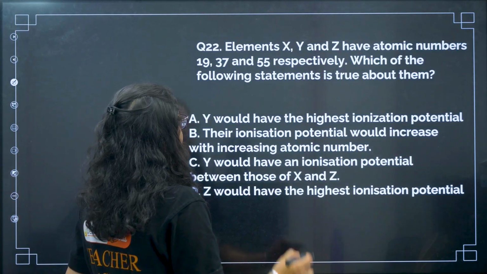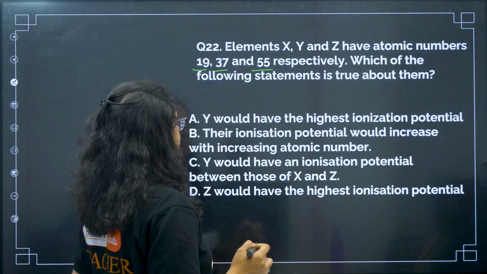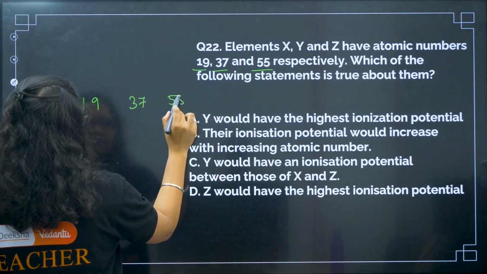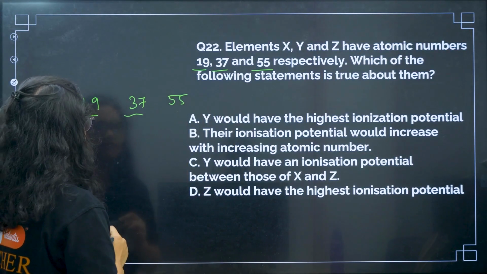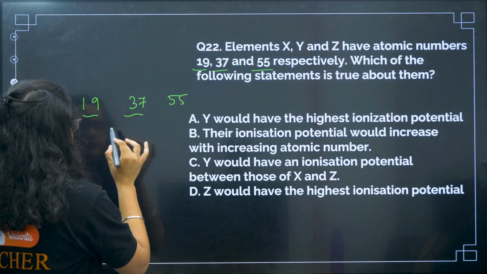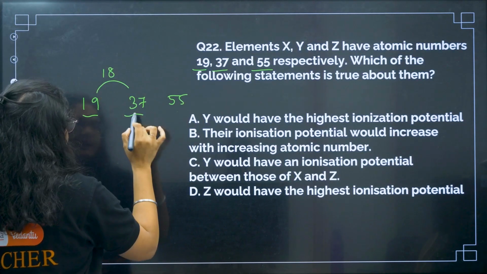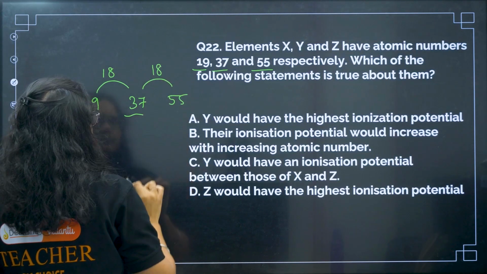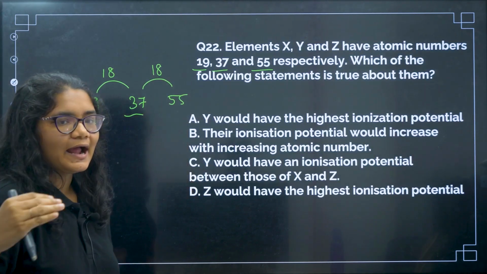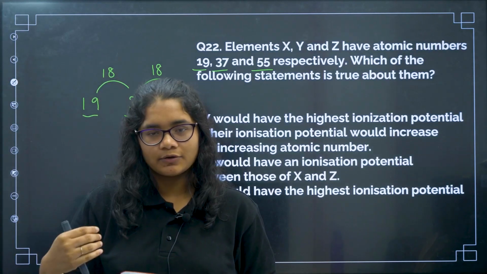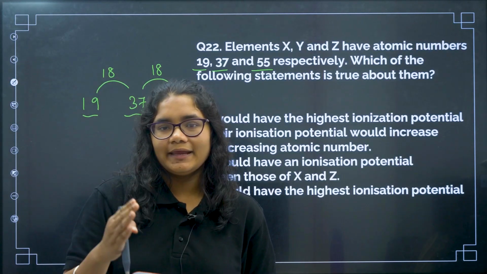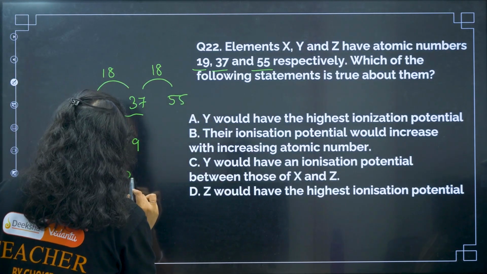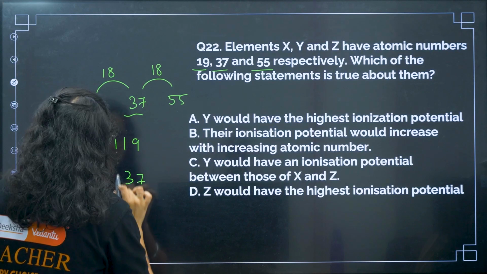Elements X, Y, Z have atomic numbers 19, 37 and 55. So what do you find in them? Can you find any difference or any pattern between the numbers? If we add 18 we'll get here, right? Then again if you add 18 we'll get here, right? Now where do we add 18, 18, 18? When we move down a group, right? First we add 2, 8, 8, 18, 18, then 32. So what does that mean? That these three elements 19, 37 and 55 belong to one group.